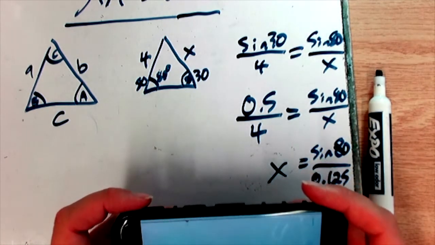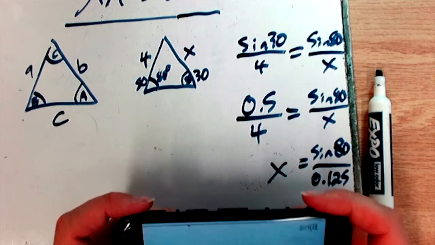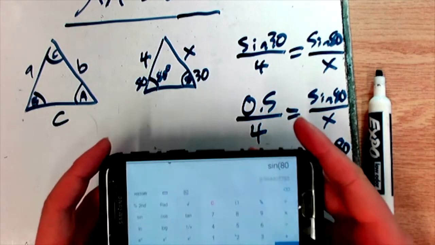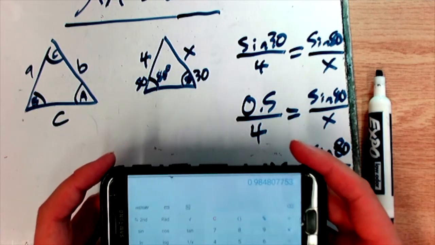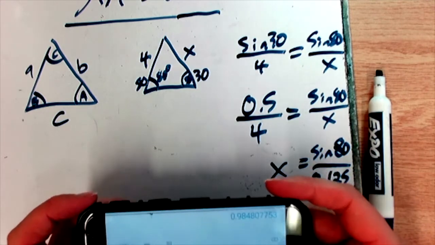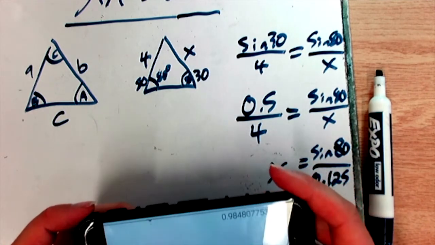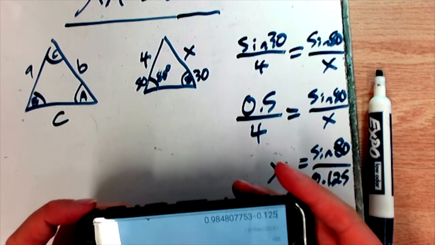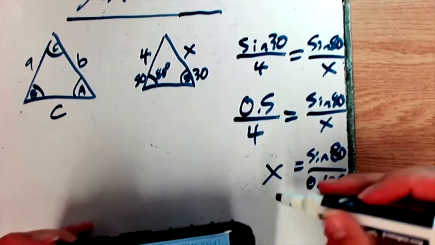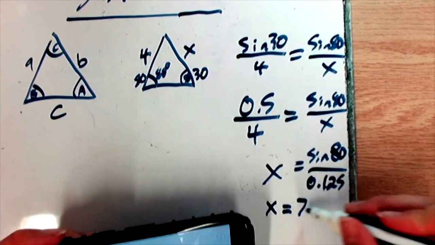So we got sine of 80. I'm going to do that first. 0.9848, and I'm going to divide by 0.125. Bingo, I know the side length is 7.88.